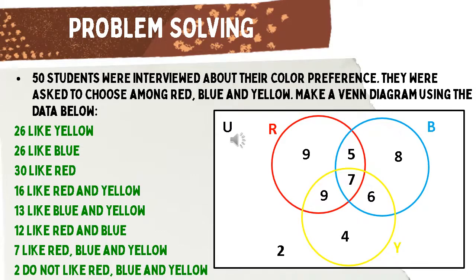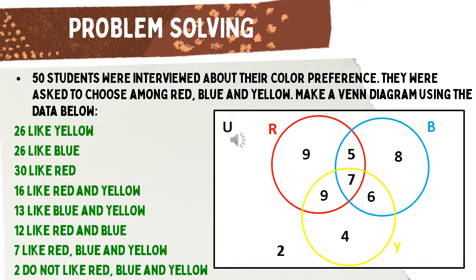Okay, paano naman natin malalaman kung ilan naman yung may gusto ng red lang? As you can see, meron tayo dito sa gilid yung 5, 7, 9. Add natin yan lahat. So, 5 plus 7 equals to 12, plus 9 equals to 21, minus natin sa 30. Kasi 30 may gusto ng red. So, 30 minus 21 is equals to 9.